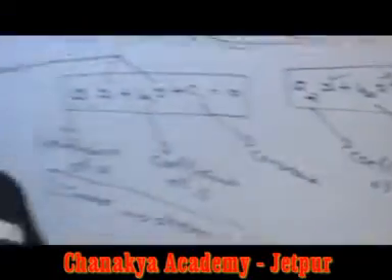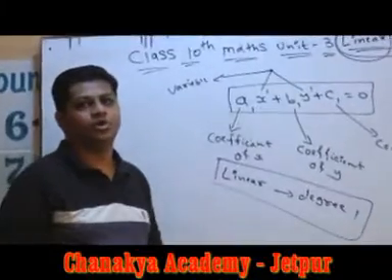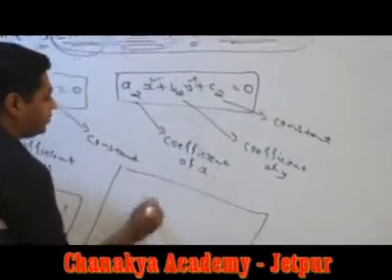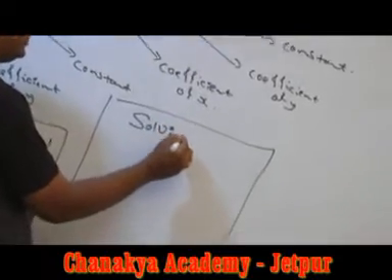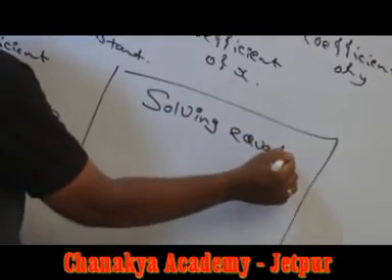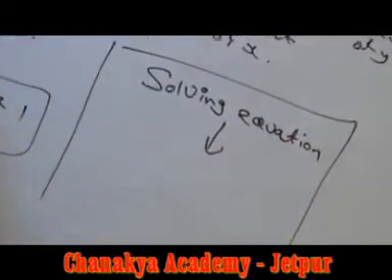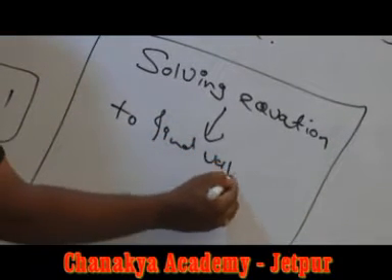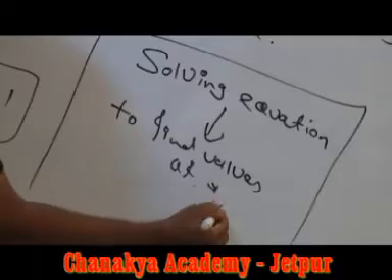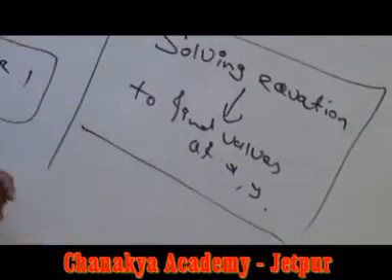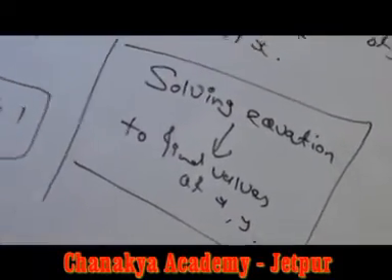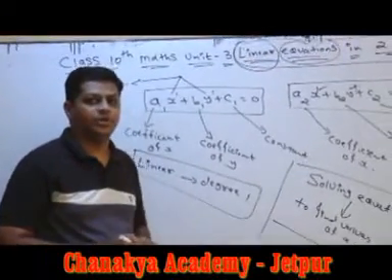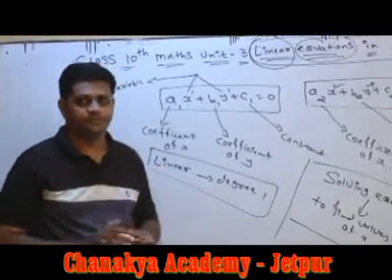Students, in this chapter we are going to solve equations. What is the meaning of solving equation? Solving equation means to find the values of x and y. Students, simply it means we are going to find the values of x and y. There are four methods in this chapter. We are going to introduce the first method, which is the substitution method.